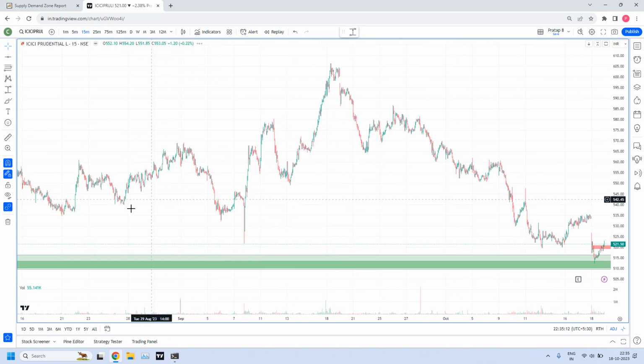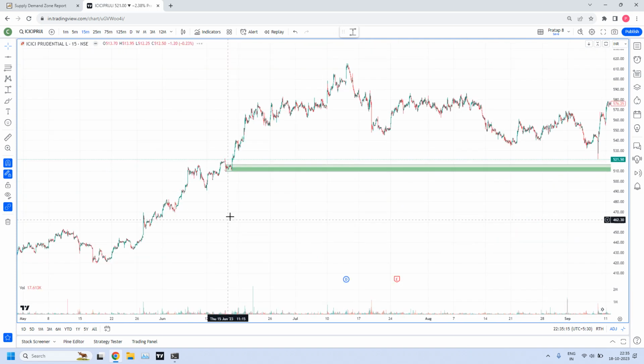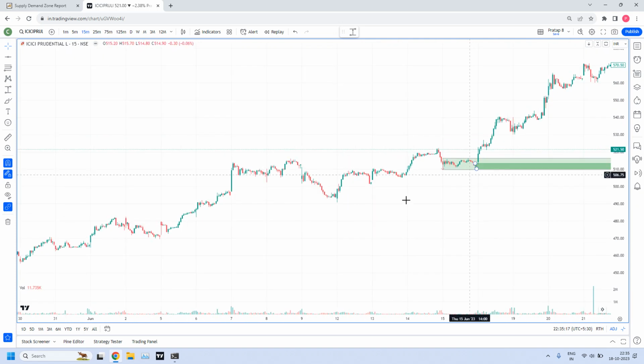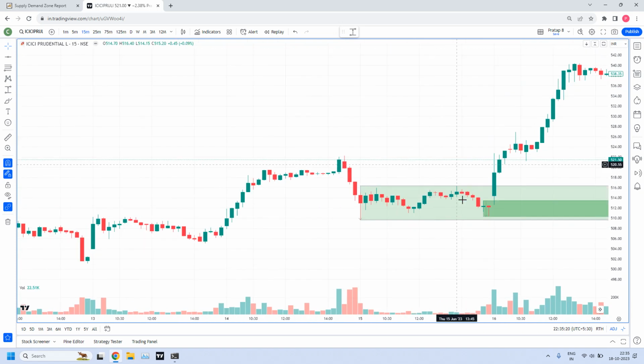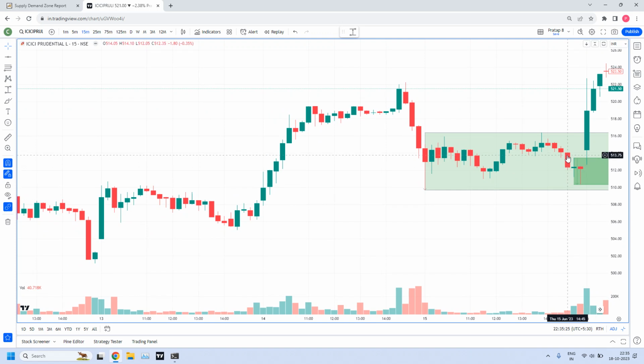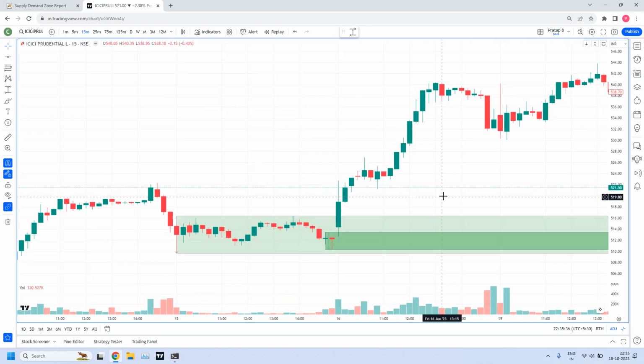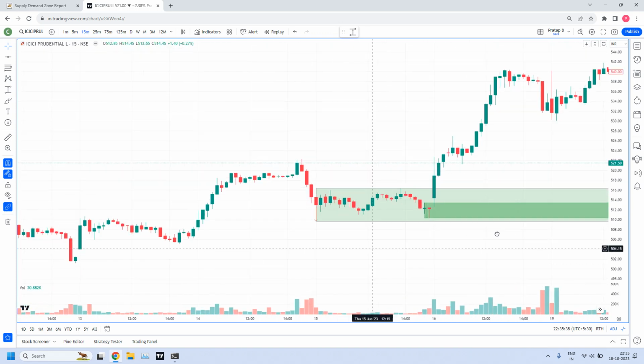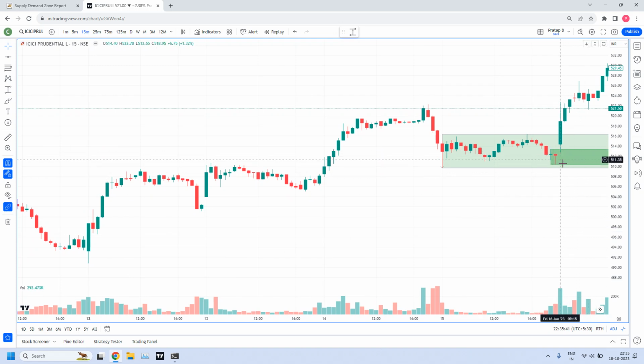Look into this 15 minutes. Let me zoom. See, we have a beautiful drop, base, and rally. DBR, drop base rally. And that is the reason why, for managing the risk, I should wait until price comes into this zone. You can take an entry here.